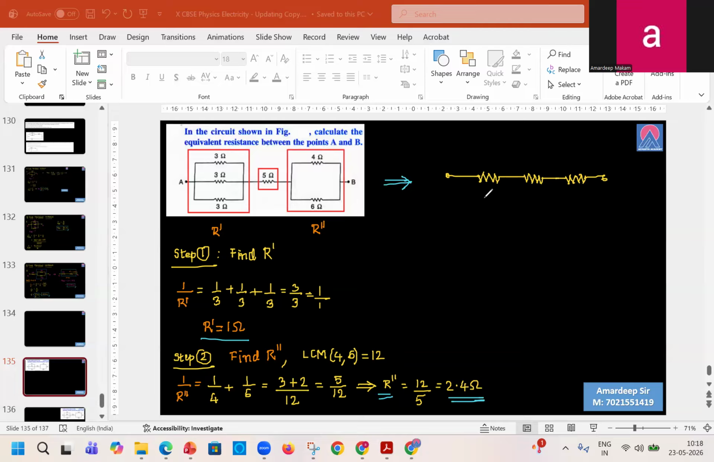Okay, so ये कितना था? ये r डैश था. ये कितना था? ये r डबल डैश था. This was r dash. This was r double dash. This was how much? 1. How much was this? 2.4. Correct. And what was this old one? This was 5, right? 5. And all of them are in series now. Series. हाँ है ना? All of them are now in series.